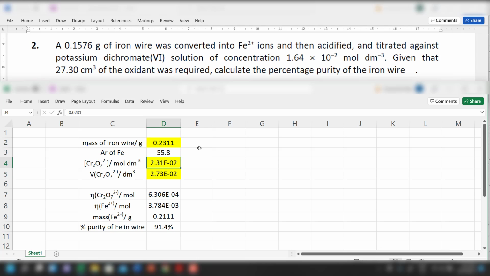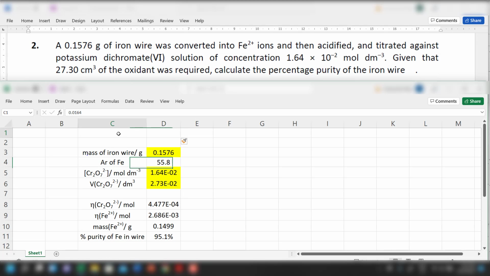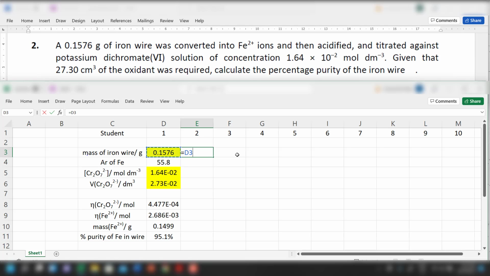The beautiful thing here is that you can do this for, let's say, student number 1. So I'm just going to insert one row above. Let's say this is student number 1. Let's say I have a class of, say, 26 students. Actually, let's say my class has 10 students. So you can decide to vary the mass of the iron wire. Maybe for every student, you decide that it will be in incremental order.